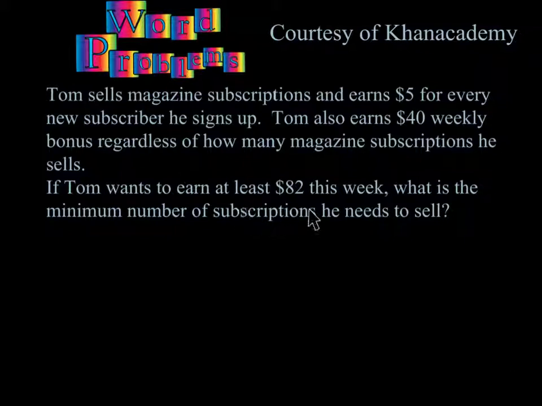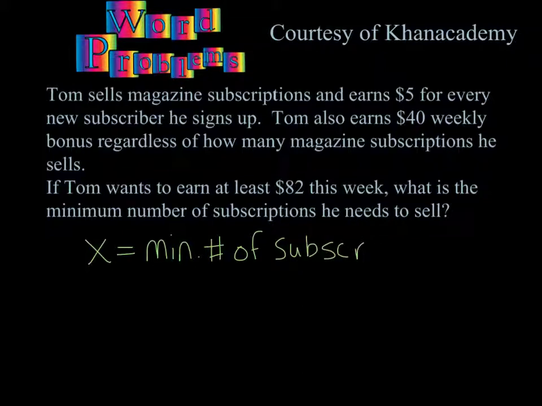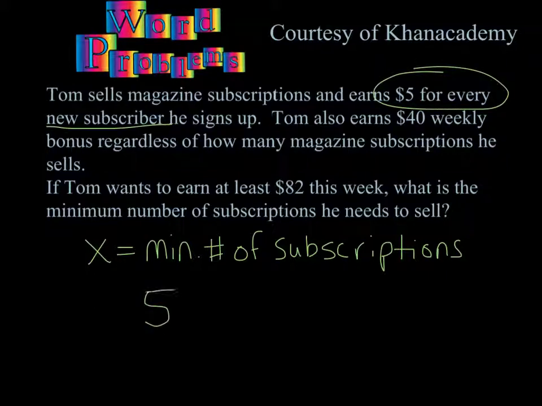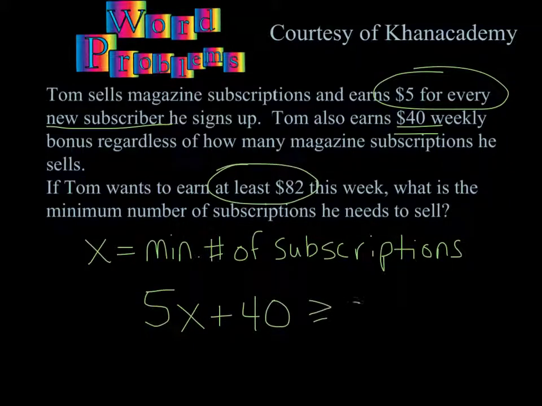So you're looking at your variable is given in here, minimum number of subscriptions. So I'm going to call that my X. I could just say number of subscriptions, but this is what I'm doing. So I have $5 for every new subscriber. So that's going to be 5x. 5 for every new subscriber. He gets the 40 no matter what, so I'm going to add that on. And he wants to make at least 82. So he wants to make $82 or more. So you want to set up that.